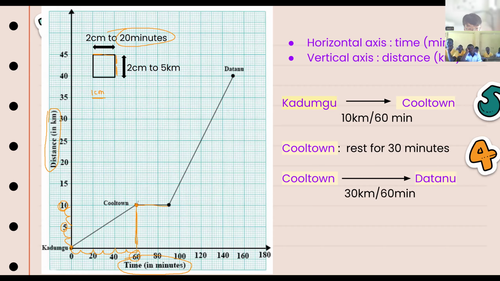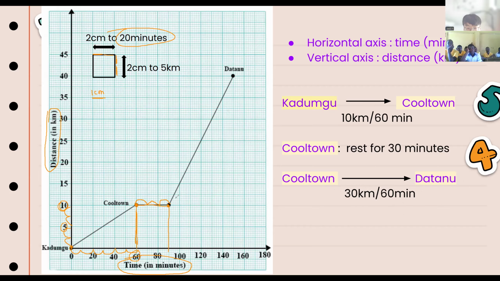That's why we go from here, and then 1, 2, 3. And then we rested for 30 minutes in Cool Town. And then finally, from Cool Town to Datanu takes 60 minutes.